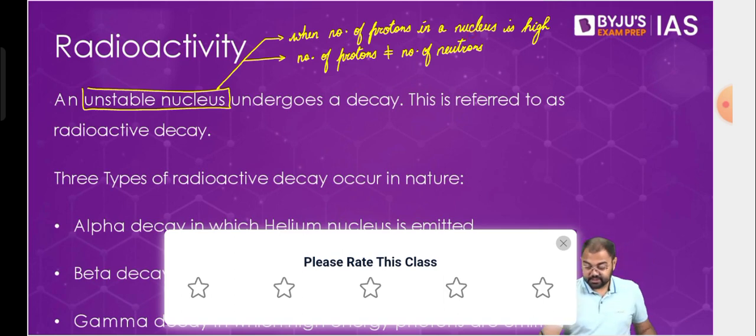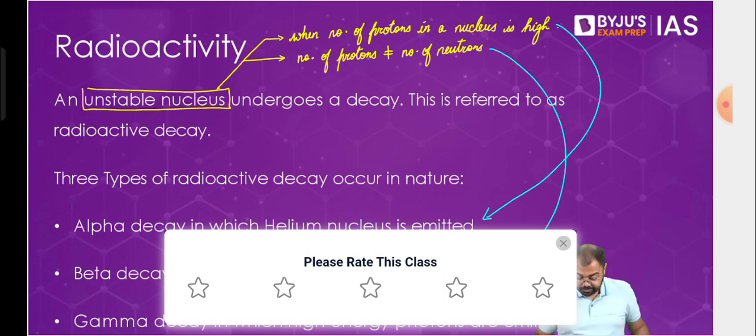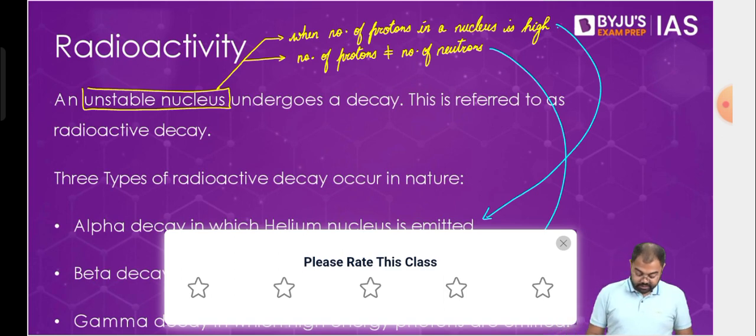So the first one, whenever that happens, is called alpha decay. Whereas when the number of protons and neutrons is not equal, this is what we call beta decay. So we have alpha decay and beta decay. Apart from these two, the third one is called gamma decay, in which high energy photons are emitted.